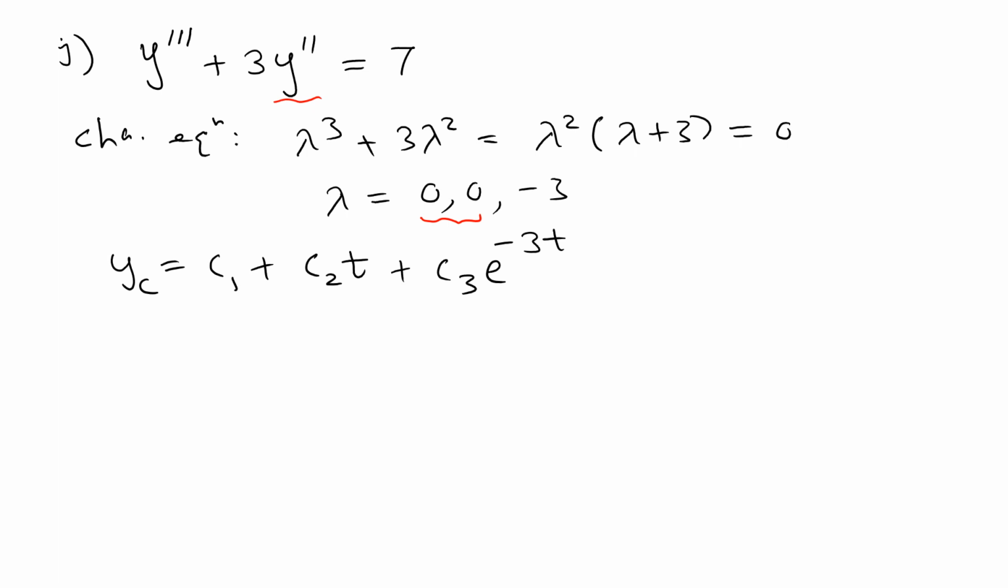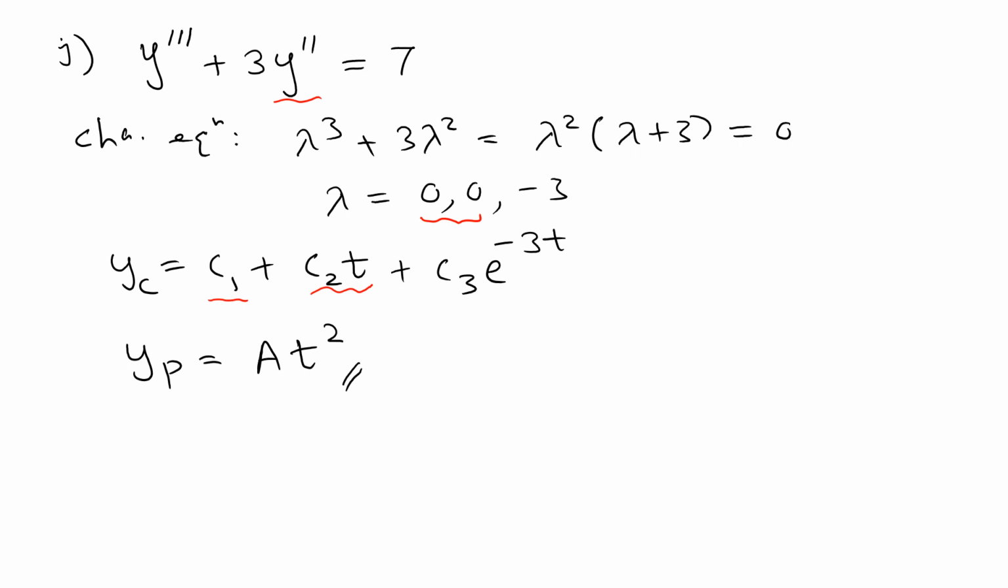So because of the repetition, you need to go to the next level. We already have a c1, we already have a c2 t, so we have to go to the next level. That means the correct yp in this case should be a t squared, because it cannot be a constant, it cannot be just a t, it will be a t squared term. So that's where the t squared comes into this. So a t squared is the correct yp for this problem.